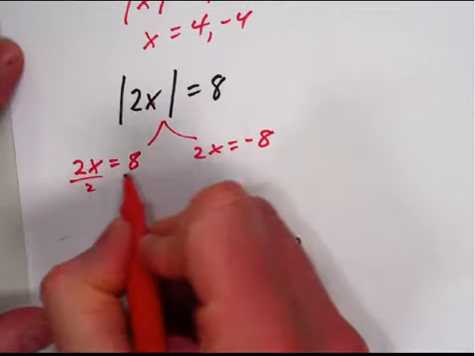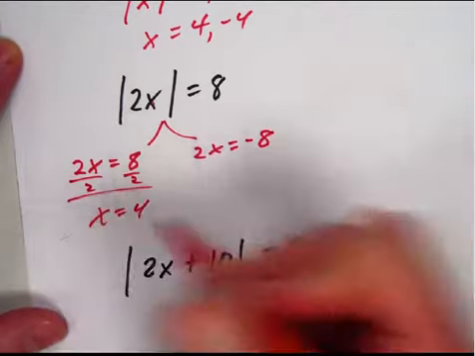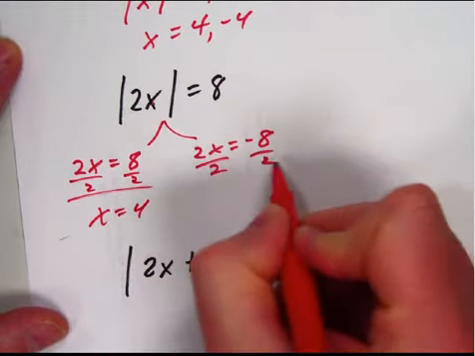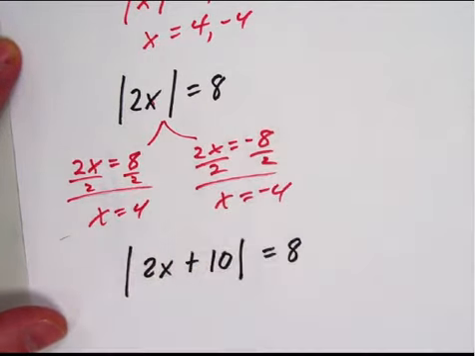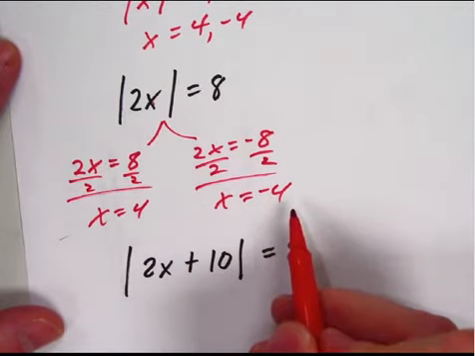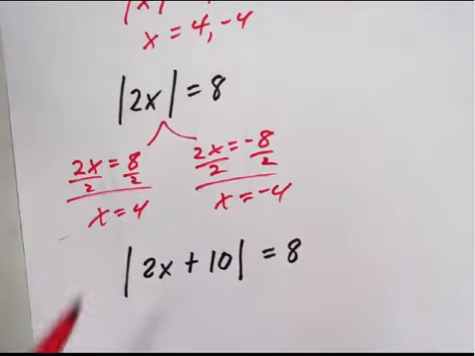So divide both sides by 2 and x equals 4 here. Divide both sides by 2 and x equals negative 4 here. So those are my two answers. Now they are easy to check. Don't be lazy. You can take these answers and plug them right there.